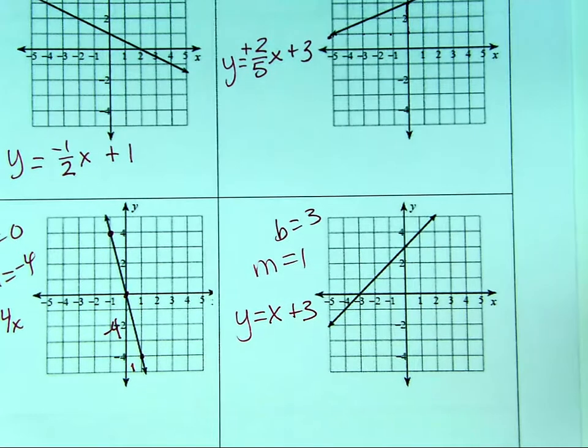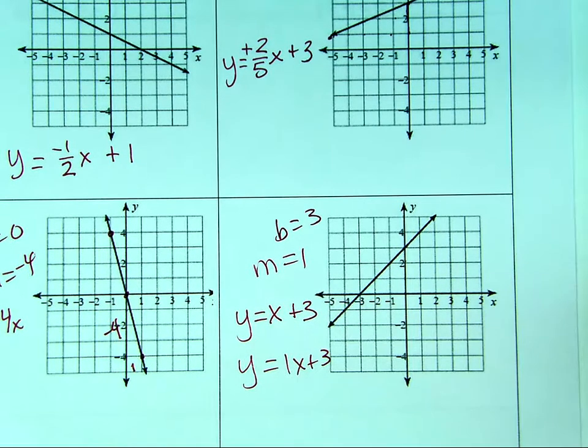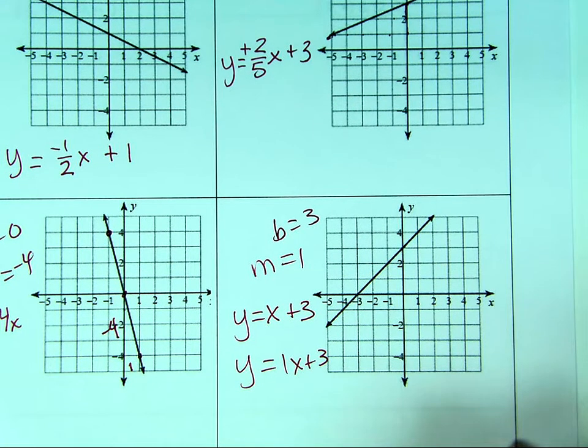Notice I didn't put a 1 in front of the x. It's okay if you do. You can put y equals 1x plus 3, but you won't see it that way very often. You'll never see it that way in a book. Some kids like to do it just because it reminds them that the slope is 1. So either way, but you won't see it like that in a book because it's not considered simplified.